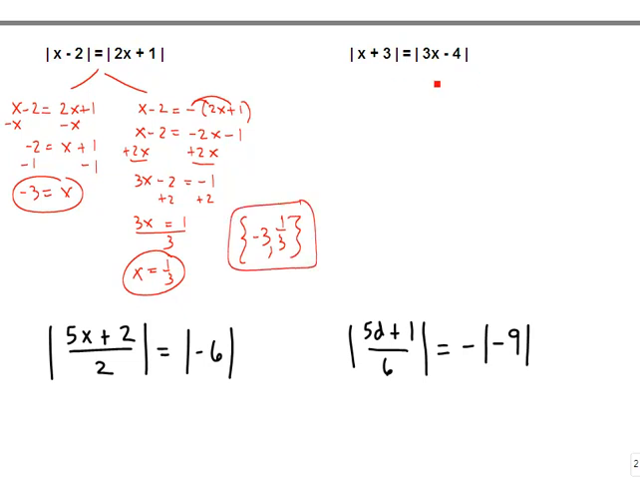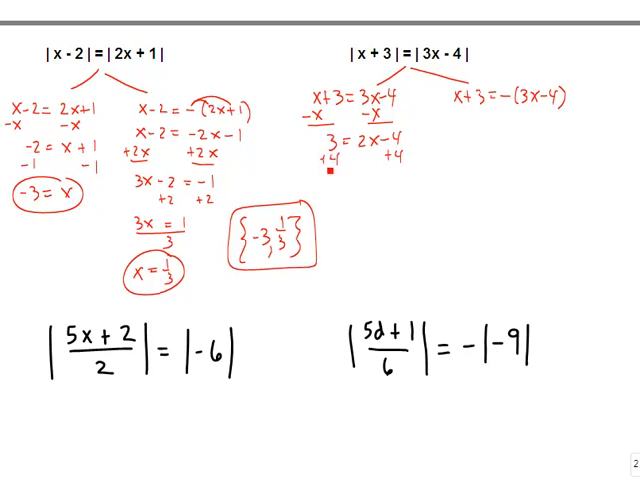Okay, so if we try another example like that, remember if you have 2 absolute value expressions on both sides of the equation, you're just going to split this up into 2 cases. I tend to leave the one on the left side alone and not change it at all. So x plus 3 equals positive 3x minus 4, or the opposite of 3x minus 4. So this is how we're going to get our 2 solutions. So if we solve the first one, I can subtract x, and get 3 equals 2x minus 4.